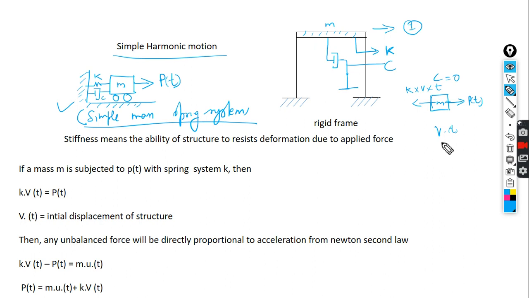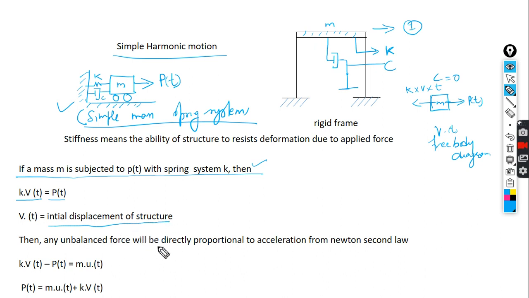The external force is also studied by Newton's second law: the unbalanced force is directly proportional to the acceleration, that is, the time-dependent acceleration. This is the free body diagram. If the mass m is subjected to a force p(t) with the spring stiffness k, then k v(t) equals p(t). That is the simple concept. And here v(t) is the displacement of the structure.